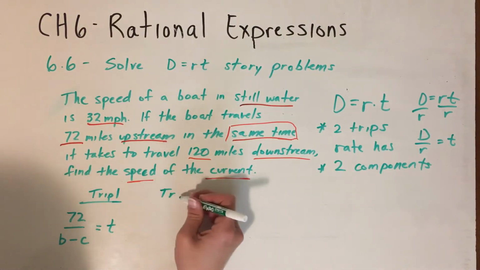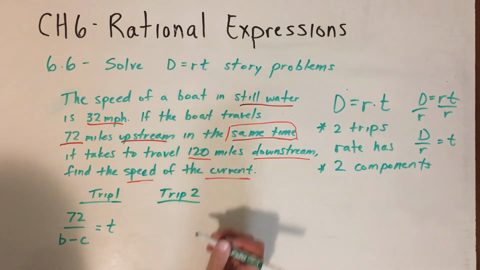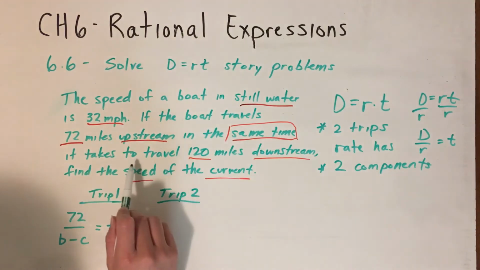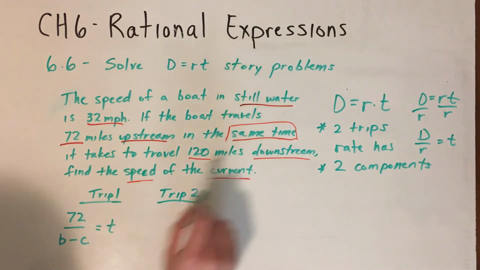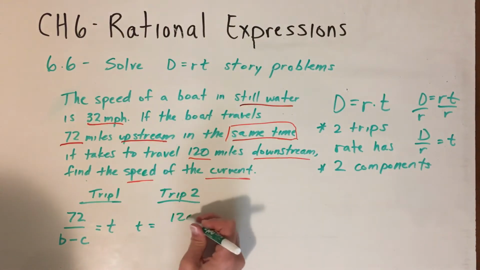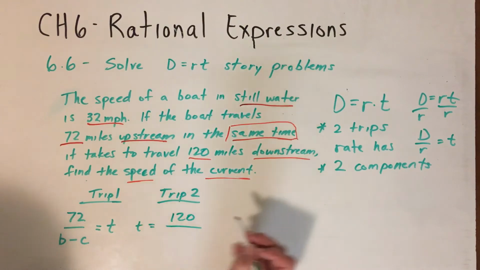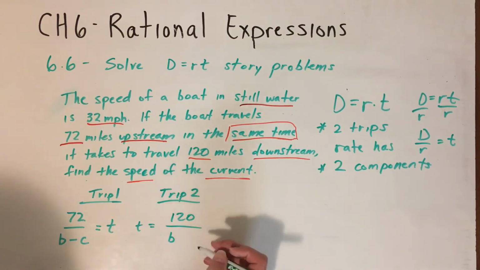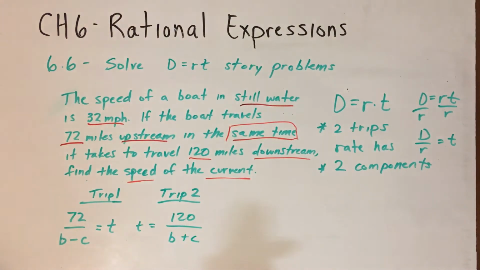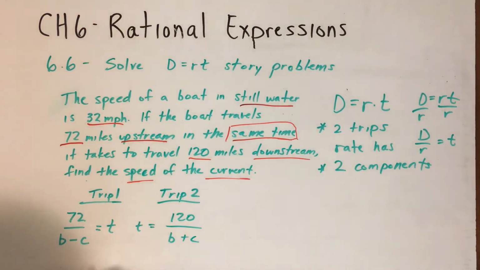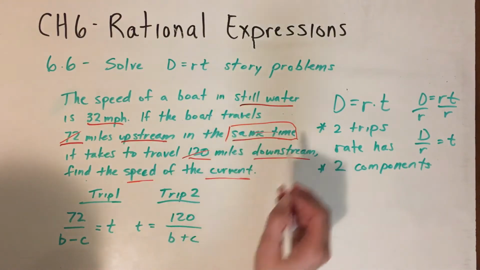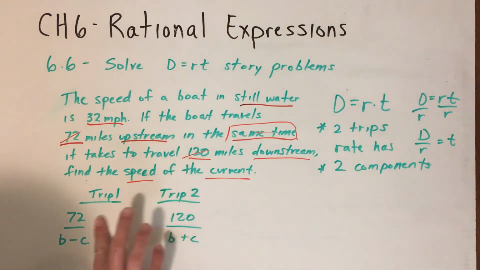So for my trip 2, I'm just replacing everything I do know. It says that in the same time, so time is equal to, it takes to travel 120 miles downstream. We know when we're traveling downstream, we're traveling the speed of the boat plus the current. Now we want to find the speed of the current. This 72 has been used, this 120 has been used. The same time means that these are going to be equal to one another.